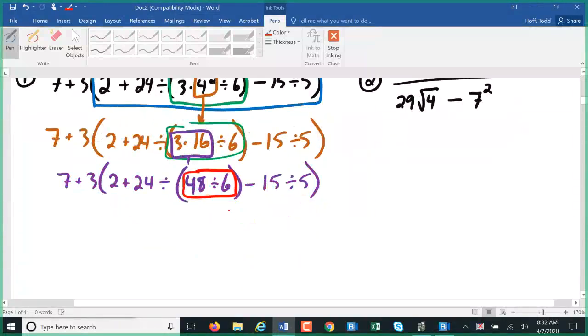I'm going to get rid of the parentheses. Remember, I checked to make sure the parentheses isn't doing anything else. And it's not. It's not signifying multiplication or anything like that. So I don't have to do anything other than remove the parentheses at this point. And of course, rewrite the rest of the problem.